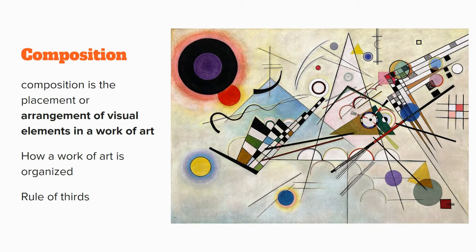Composition is the placement or arrangement of the visual elements in a work of art. It's how an artwork is organized. A simple trick that artists use to help them compose their artwork is known as the rule of thirds.